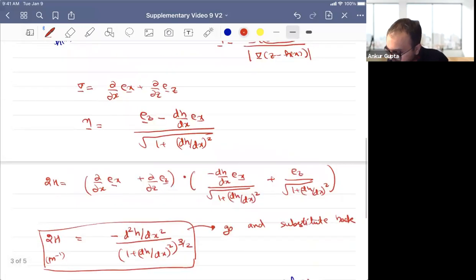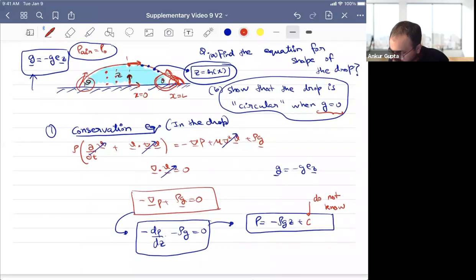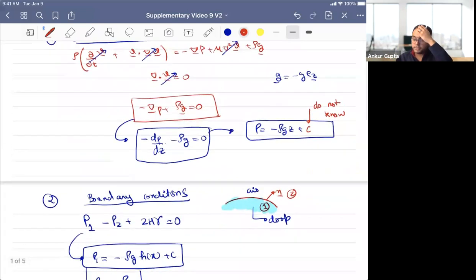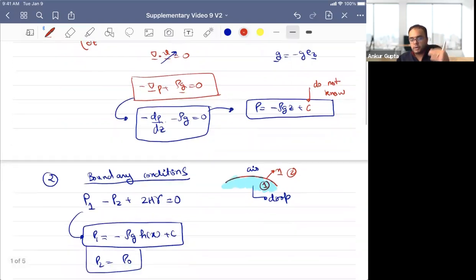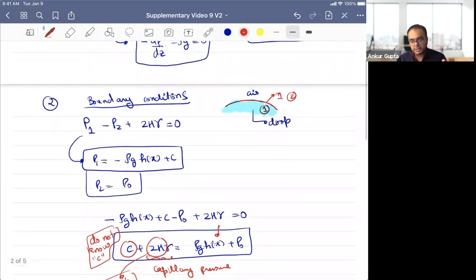So I'll just quickly recap what we did here. We started out wanting to find the equation for the shape of the drop for a static fluid given a pressure outside and gravity. We did a hydrostatic balance, essentially saying minus grad p plus rho g is 0, which gave us p is equal to minus rho g z plus a constant, a constant we do not know. To find that, we applied the boundary conditions where the capillary pressure came in.